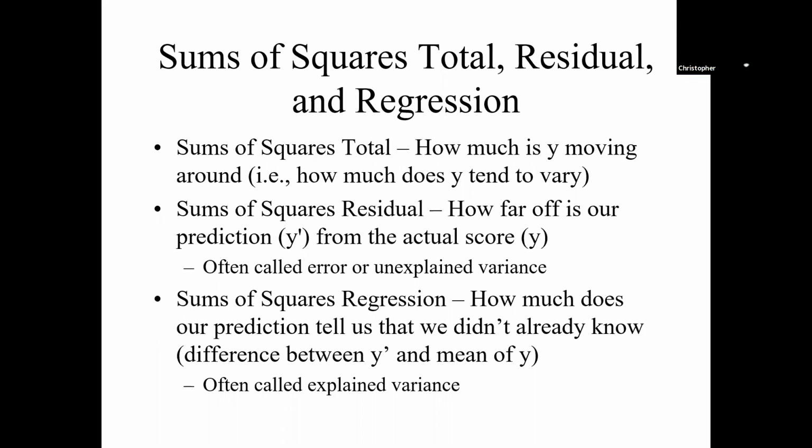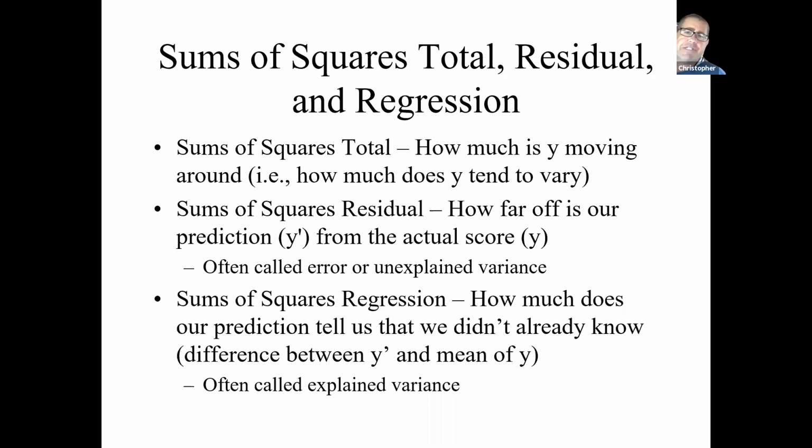So we start with sums of squares total. Sums of squares total is asking how much is the Y score moving around? How much does it tend to vary? Or another way to think of that is, if we were explaining everything, how much would that be? Sums of squares residual is going to refer to how far off our prediction is from the actual score. And that's going to be a function of the difference between the individual score, Y, and our prediction. So when we were looking at these things and saying, oh wow, this score is kind of far off from the predicted score, that's going to contribute more to the sums of squares residual than the ones with smaller values.